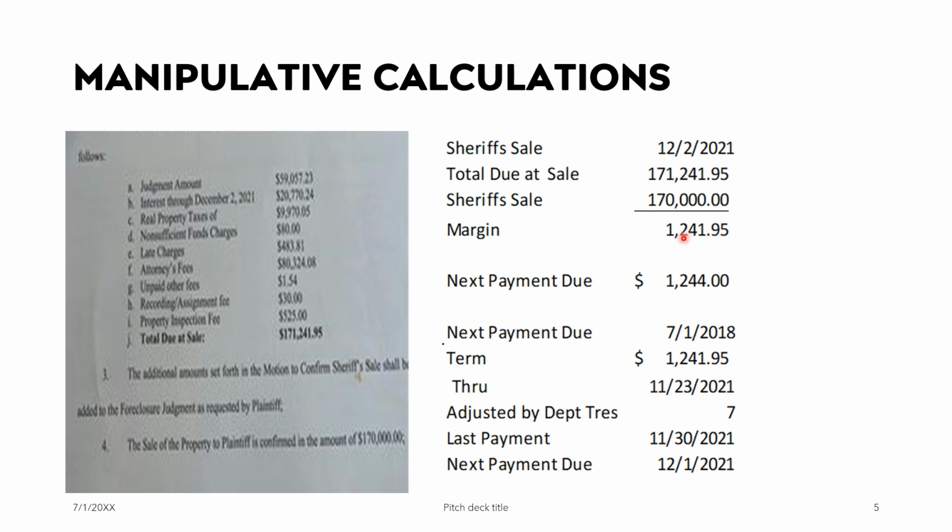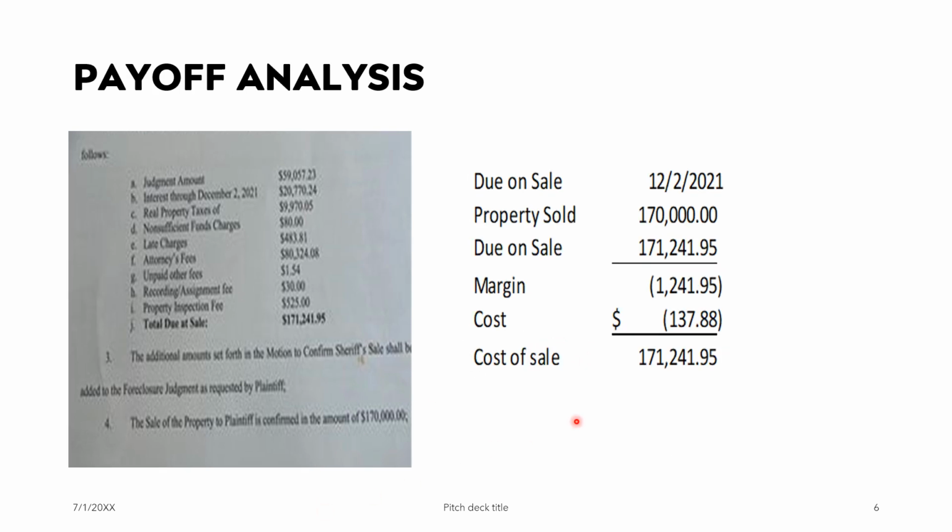This margin here represents days, and I'm going to show you what those days are worth. As dollars, they're worth one more payment, but as days, let me show you what they're worth. Again, same document, due on sale 12/2/21. That was the sale date, and the property sold for $170,000. Due on sale was $171,241.95. We said the difference was $1,241.95.